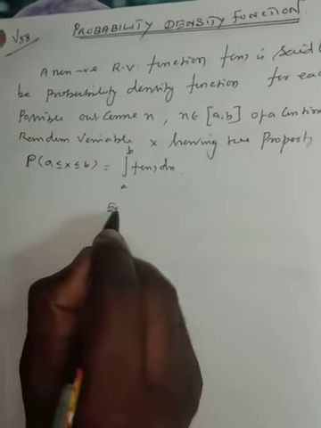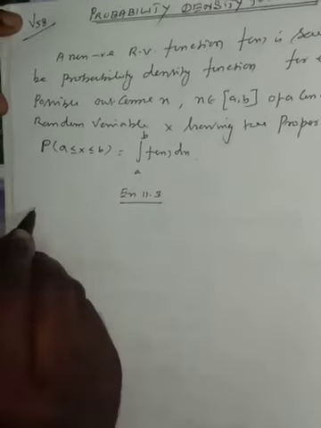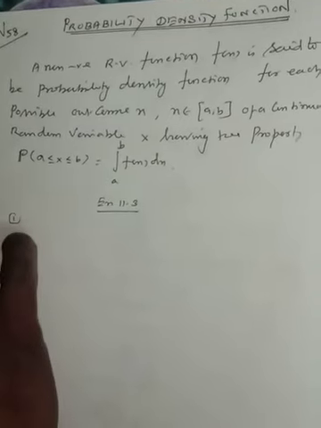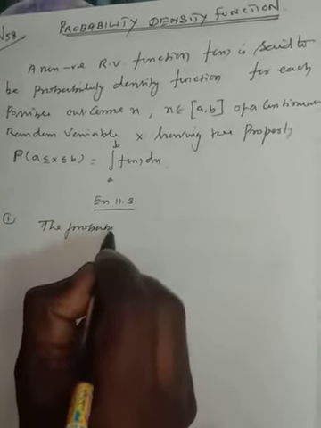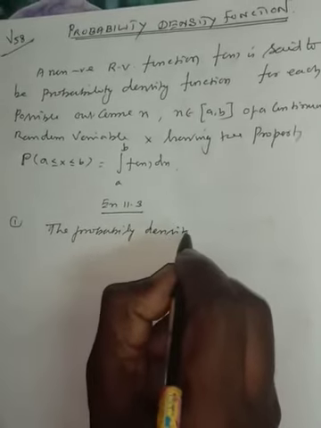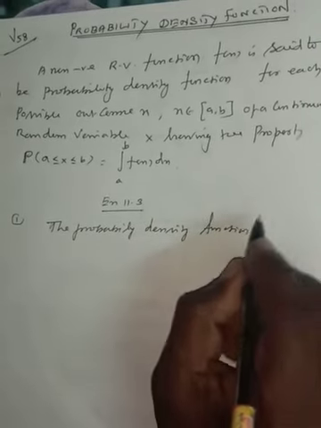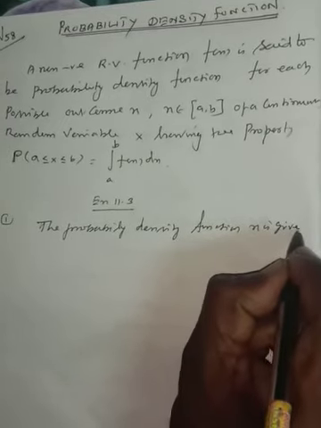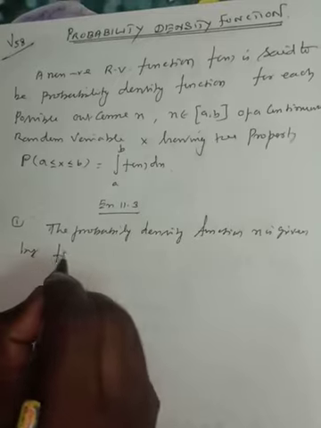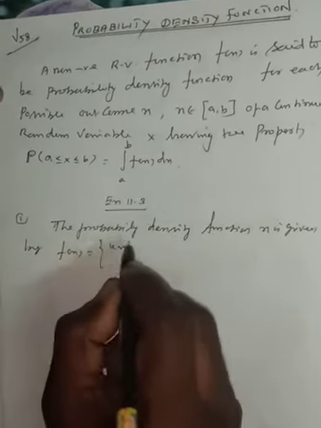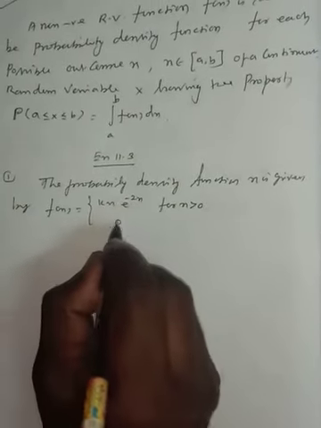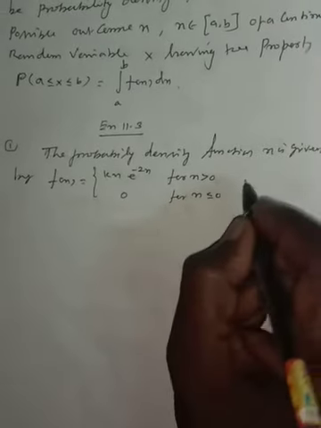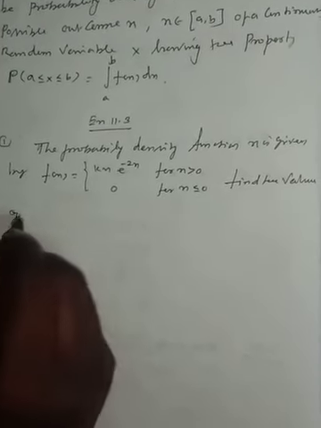Now, example number 11.3, sum number 1. The probability density function of x is given by f of x is equal to k x e to the power of minus 2x for x greater than 0, and 0 for x less than or equal to 0. Find the value of k.